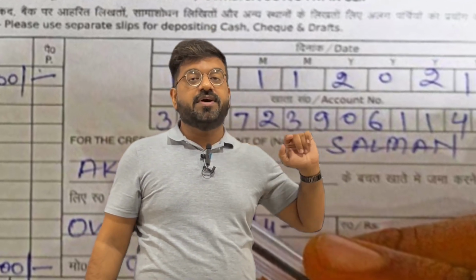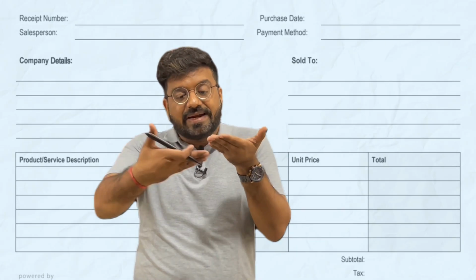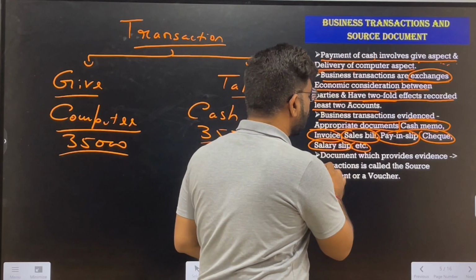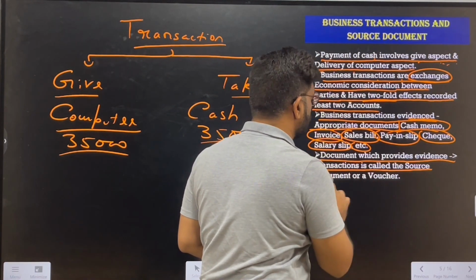So whenever the invoice is made, whenever the bill is made, there is an original copy and a carbon copy just beside that, so that the original copy can be given to the customer, and the counter, that is the carbon copy, will be kept with the shop or with the business for the recording of the transaction. That acts as evidence, that acts as a source document.